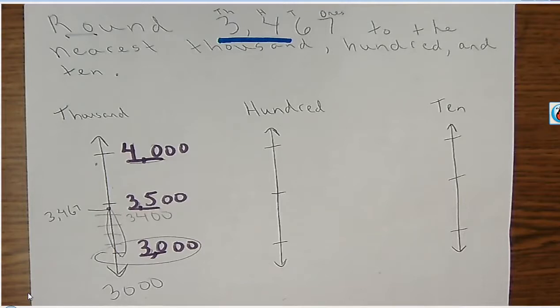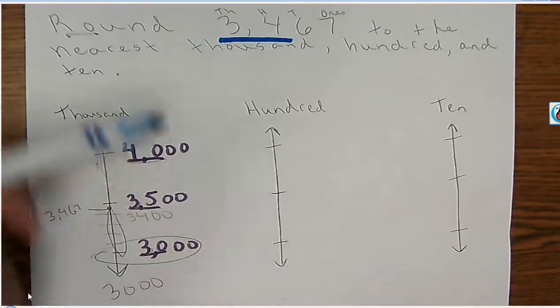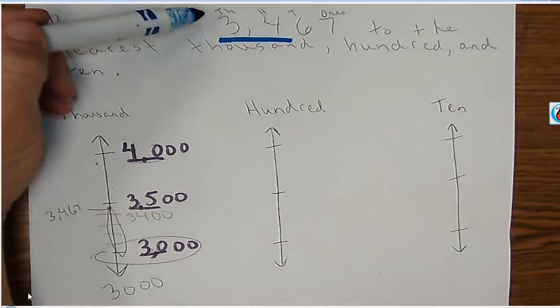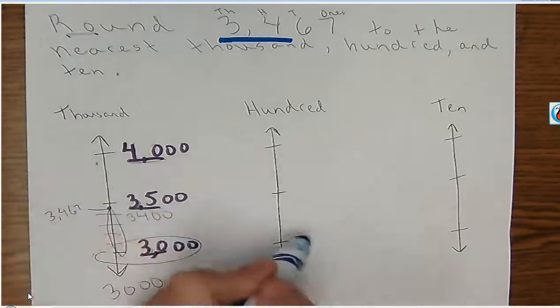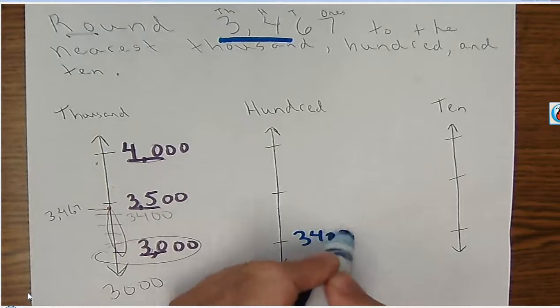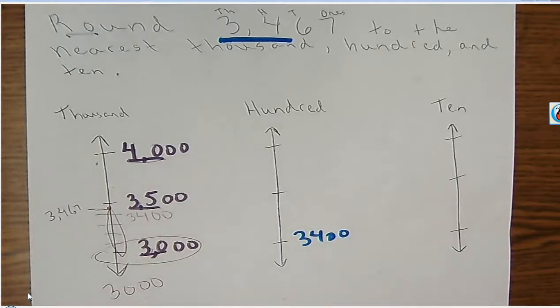So when you're trying to round to the nearest hundred, your low number is what you already have. So 3,400 is our low number. Your high is the next number, the next hundred. So if you add 1 to that, we'd get 3,500.